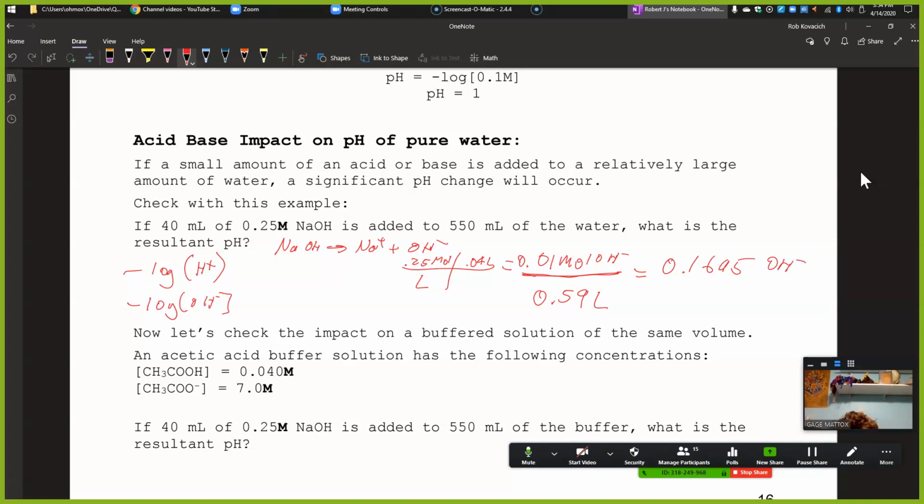So if I take the negative log of that, 0.1695, I get a pOH equaling 1.77. So my pH is going to be 12.23.